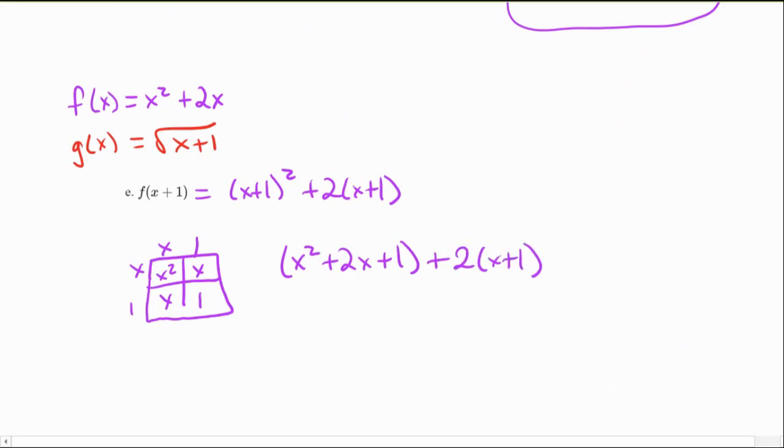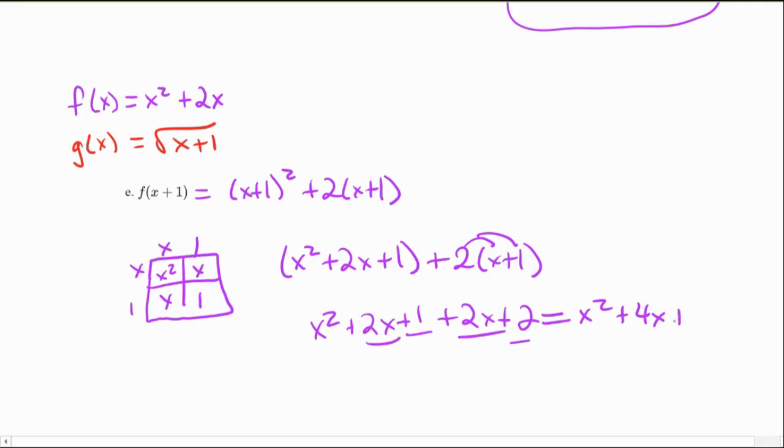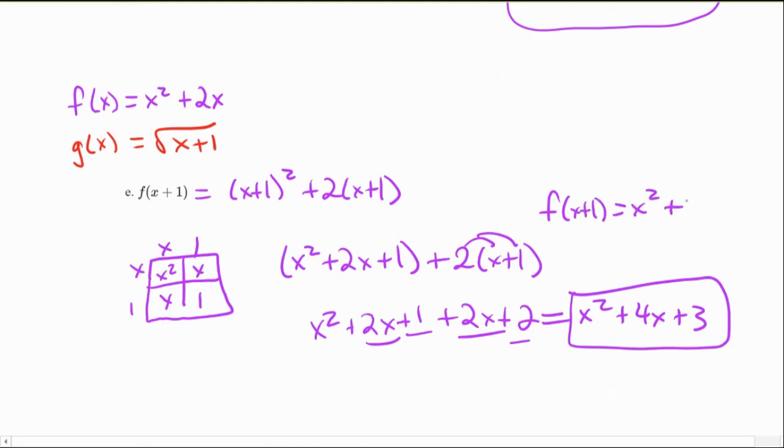And then I'm going to distribute. So I got x squared plus 2x plus 1 plus 2x plus 2. Simplify that to get x squared plus 4x, because I'm combining like terms, plus 3. So f of x plus 1, I'm going to just rewrite one more time here. There we go.